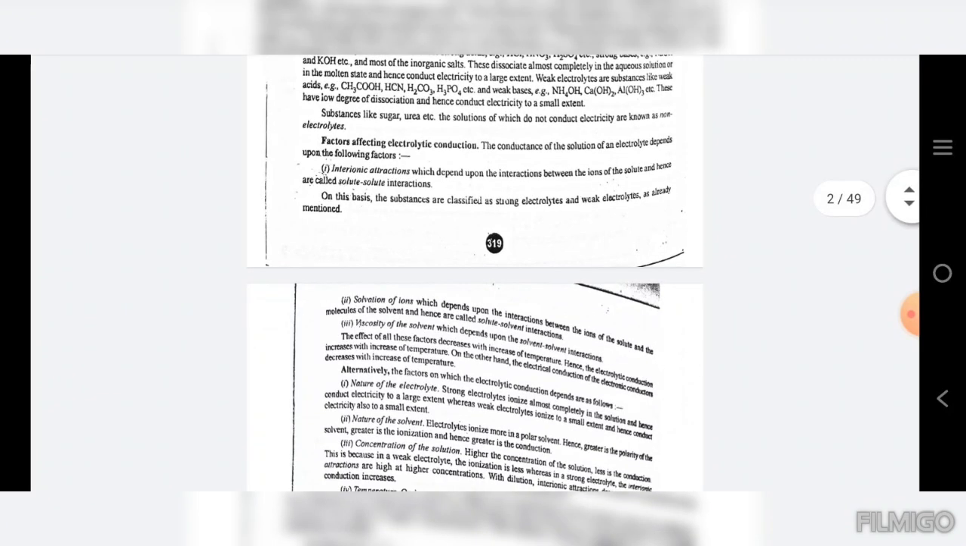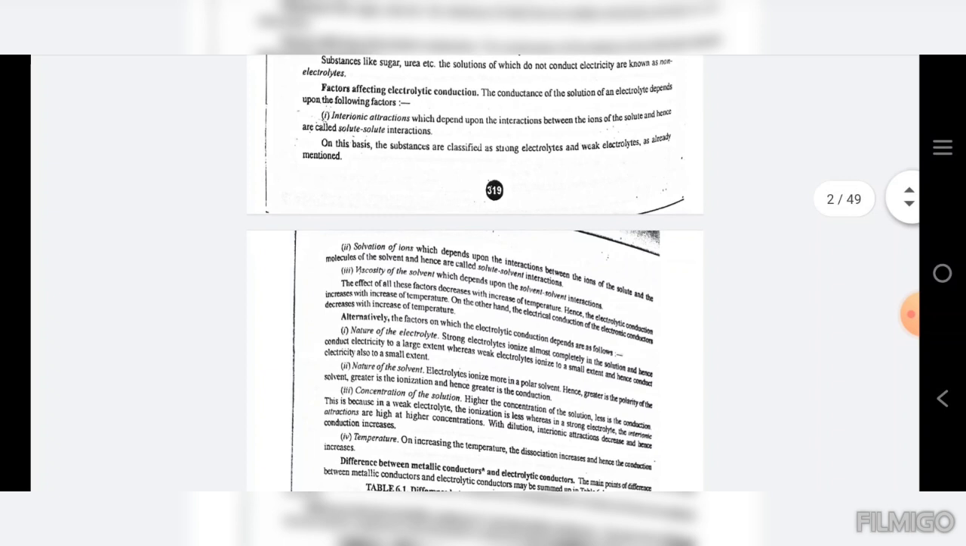Weak electrolytes are substances like weak acids, example CH3COOH, HCN, H2CO3, H3PO4, etc. And weak bases, example NH4OH, Ca(OH)2, Al(OH)3, etc. These have low degree of dissociation and hence conduct electricity to a small extent. Substances like sugar, urea, etc., the solutions of which do not conduct electricity are known as non-electrolytes.